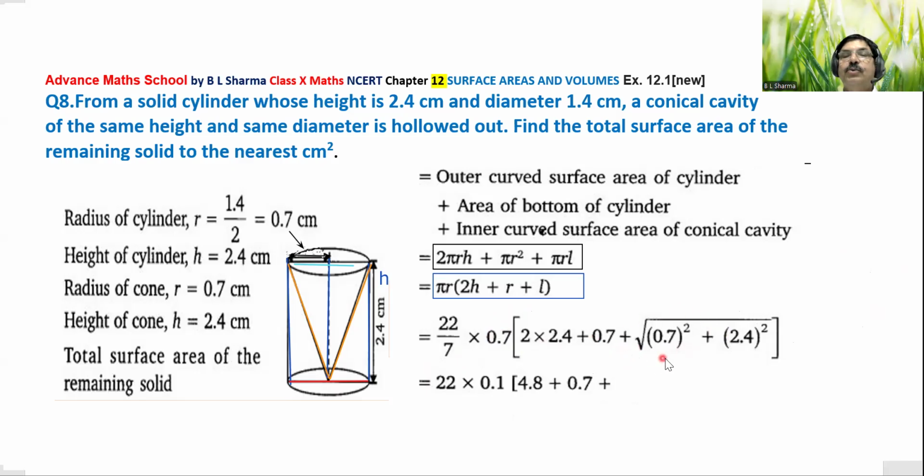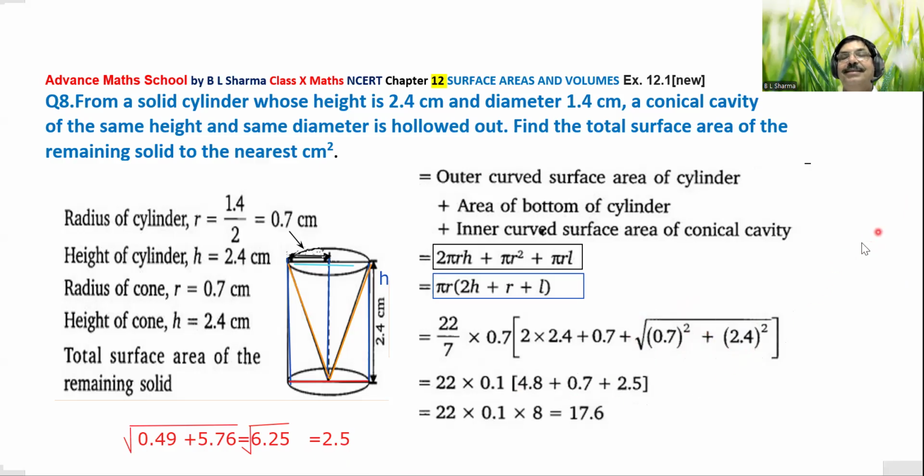Plus how to calculate this? Square root of 0.7 whole square plus 2.4 whole square. So 0.7 whole square is 0.49. 2.4 whole square is 5.76. So that is square root of 6.25. And that is equal to 2.5. So in place of this square root of 0.7 whole square plus 2.4 whole square, you can write 2.5. 22 into 0.1, 4.8 plus 0.7 plus 2.5, that is 8. So that is 7.6 centimeter square answer.